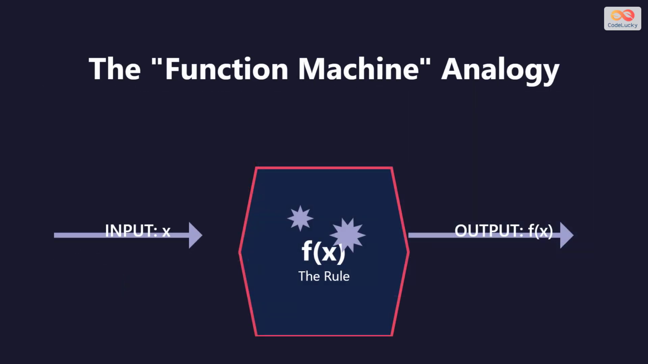A helpful way to visualize a function is to think of it as a machine. You put an input, like the number x, into the machine. The machine follows a specific rule, f of x, and gives you a single, predictable output.